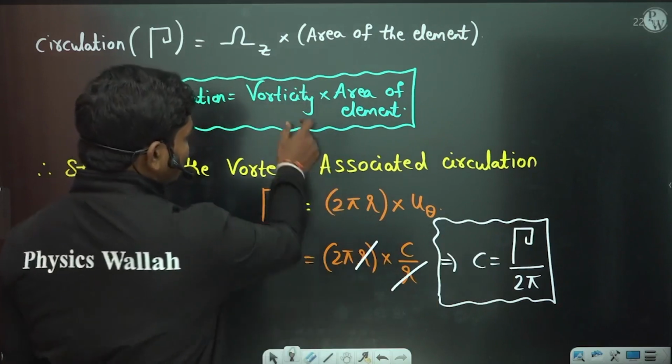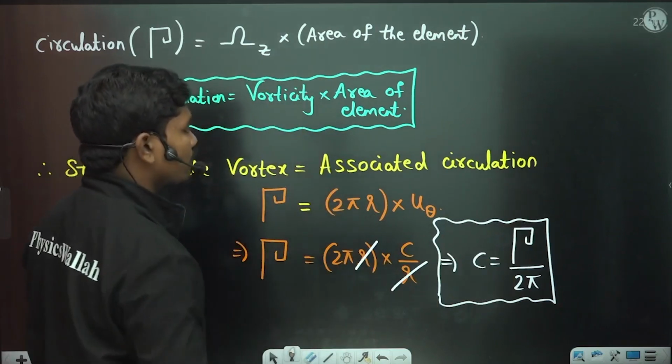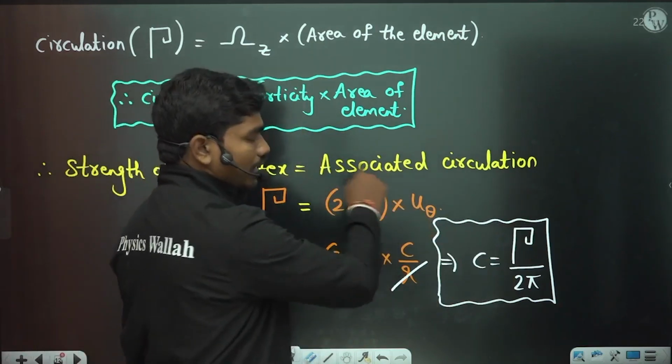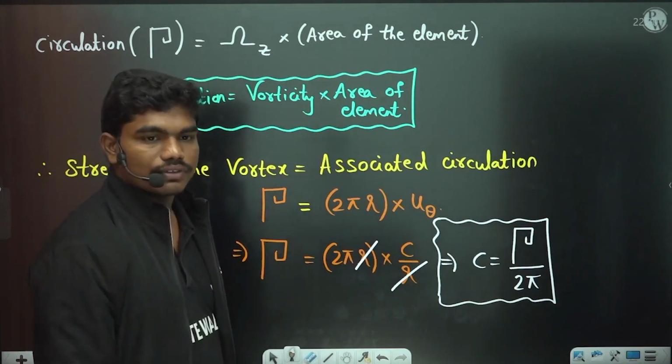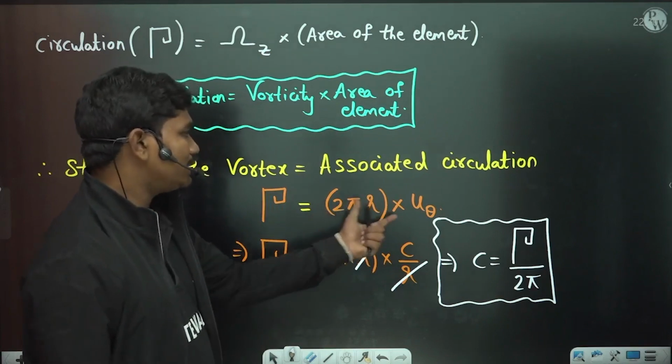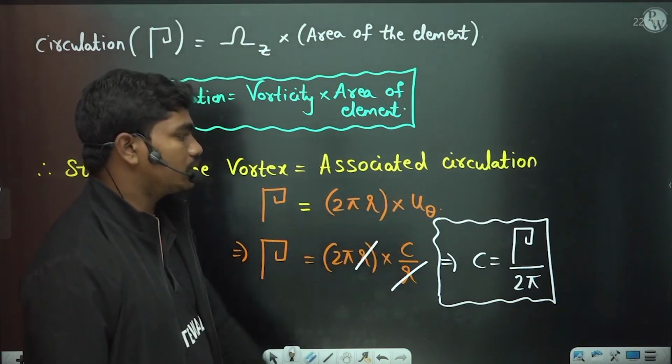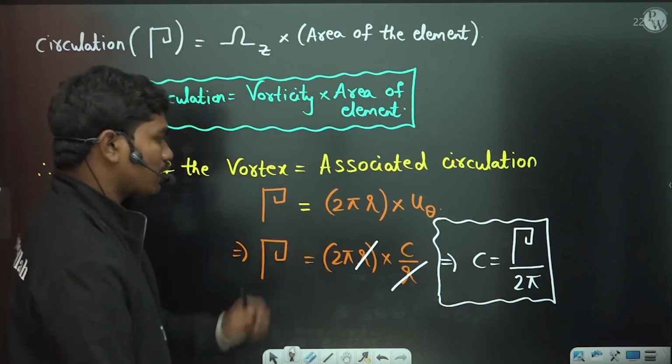Okay, so whatever is the vorticity here, that is actually equal to the angular velocity u theta directly here. Because u theta talks about the angular velocity of the particles, and this is 2 pi r into u theta is what you have here. So this is the constant c.